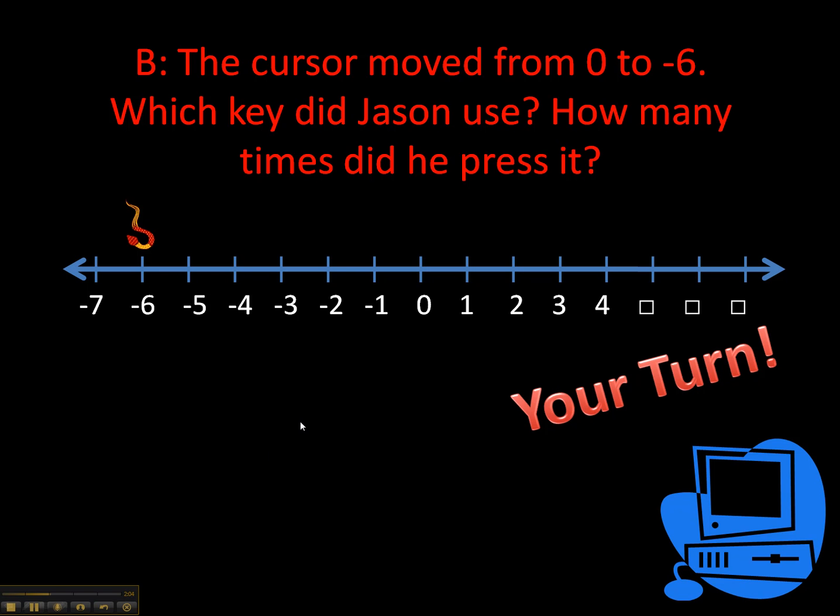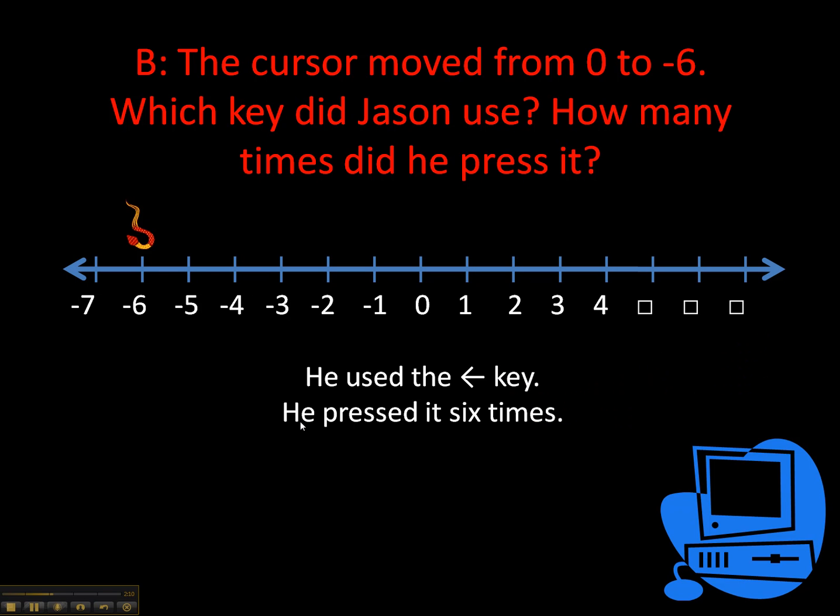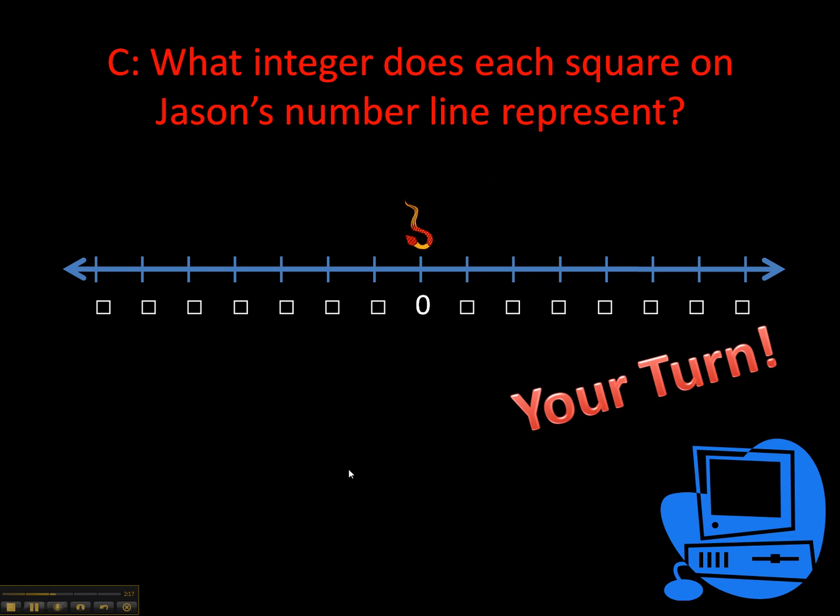Alright, hopefully you had a chance to write that down, and if you didn't, pause the presentation, but here's your answer. The answer would be he used the left arrow key and he pressed it 6 times to get to -6. Your turn again, question C.